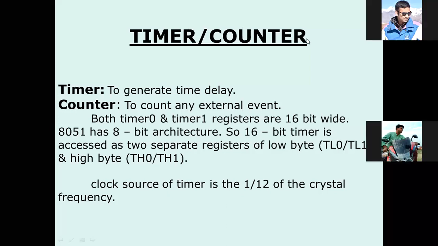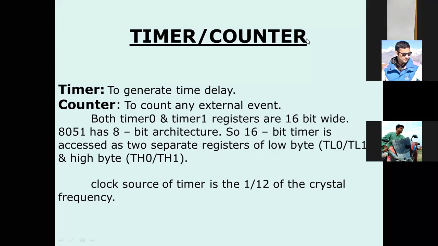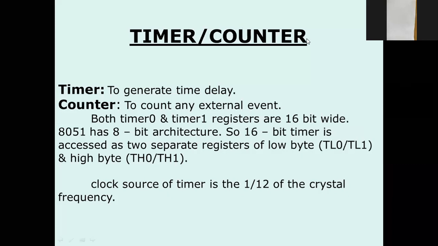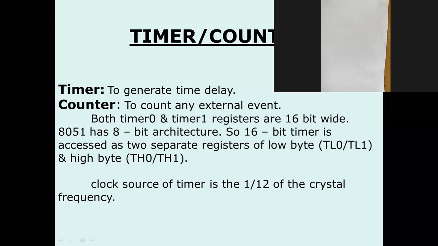If we take one timer at a time, as we know, timer and counter operation cannot be done simultaneously. Timer and counter operations are complementary to each other. That means the same timer can be used as a counter. So we can say that there are two timers or two counters in the 8051 microcontroller.